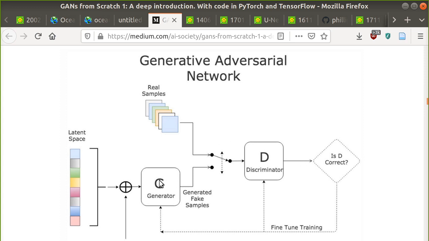So these two networks are in competition with each other. The generator is trained to fool the discriminator, and the discriminator is trained to tell apart the generator's fake samples from the real samples in the data set. Because they're adversaries in this task, this is where the name generative adversarial network comes from. This is from a blog post; we're linking it in the description and in the email. But I'll just briefly mention the original paper.